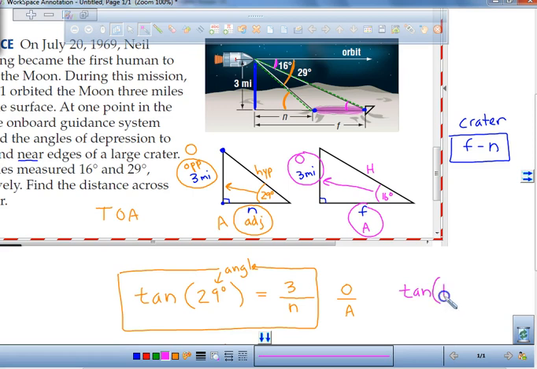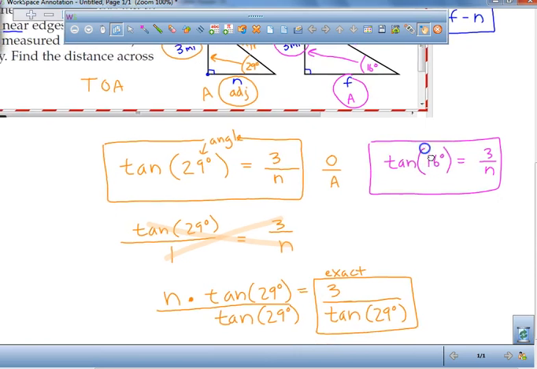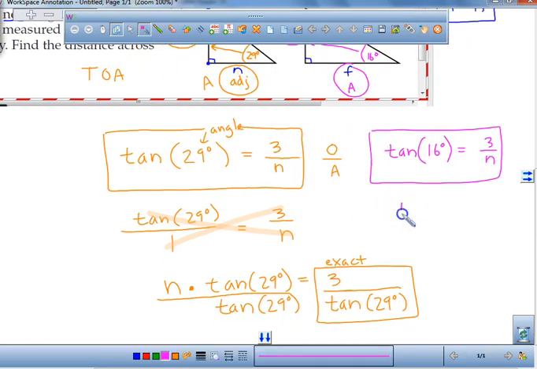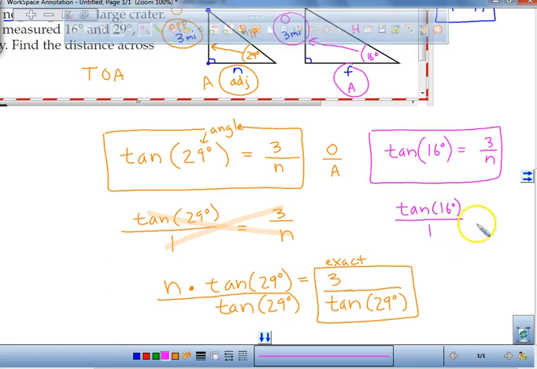So I'm going to set up everything the exact same way. But the only thing that's changing is what? The measure of the angle. That's the only difference. See how similar these two are? It's the same process. The only thing that's changed is the 16 degrees. So once you realize it, you really don't have to set it up like this. Honestly, you should know that the answer is going to be 3 divided by, not the tangent of 29, it's going to end up being 3 divided by the tangent of 16. Now, I'm showing you the process, but if you see the same pattern, you can skip a step.